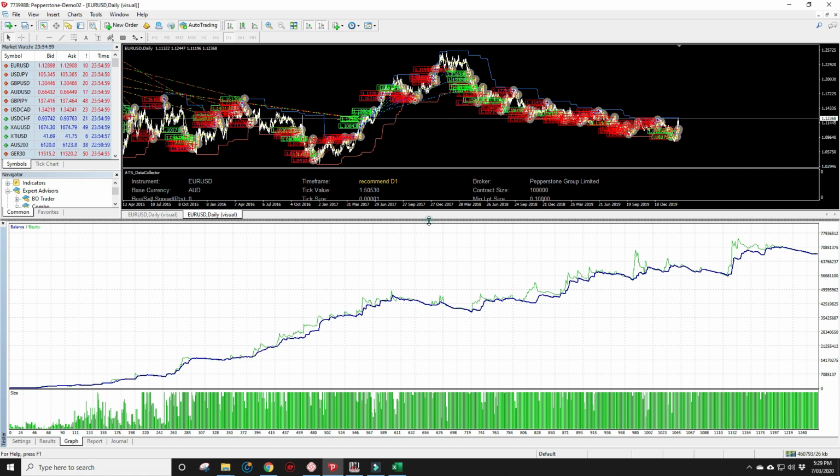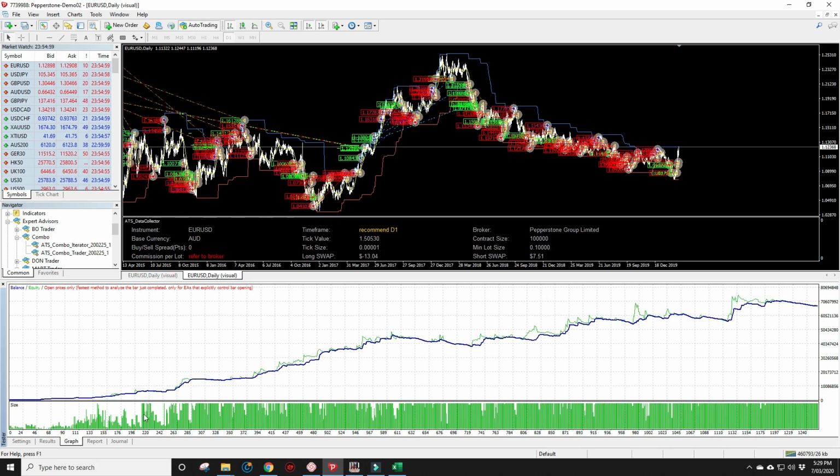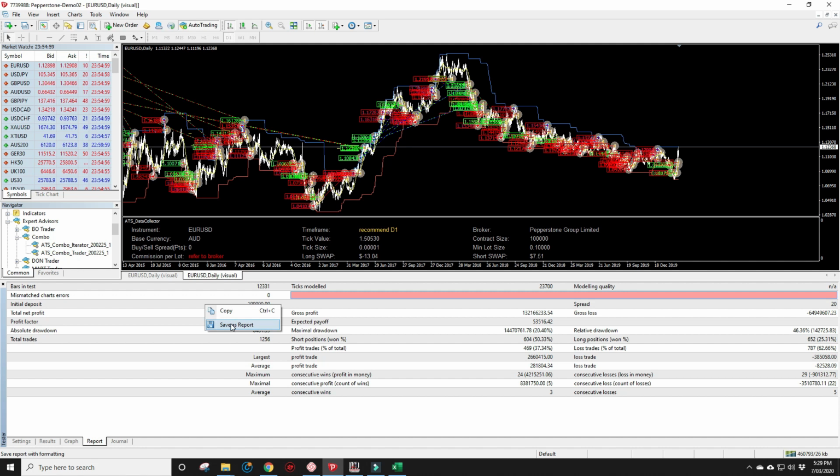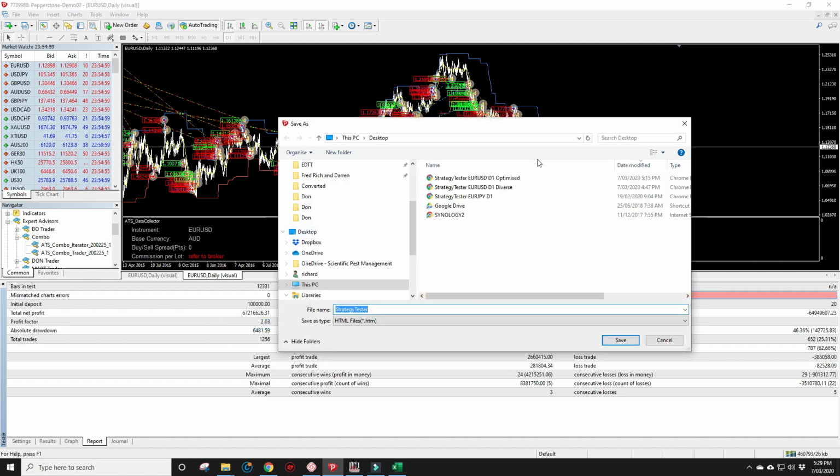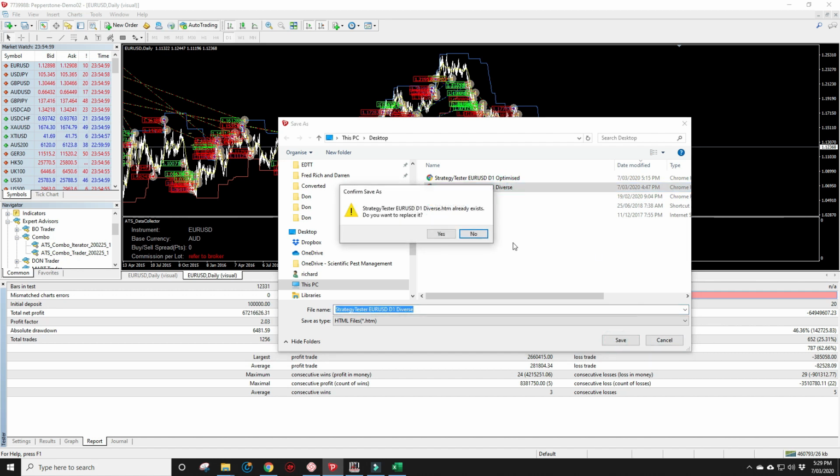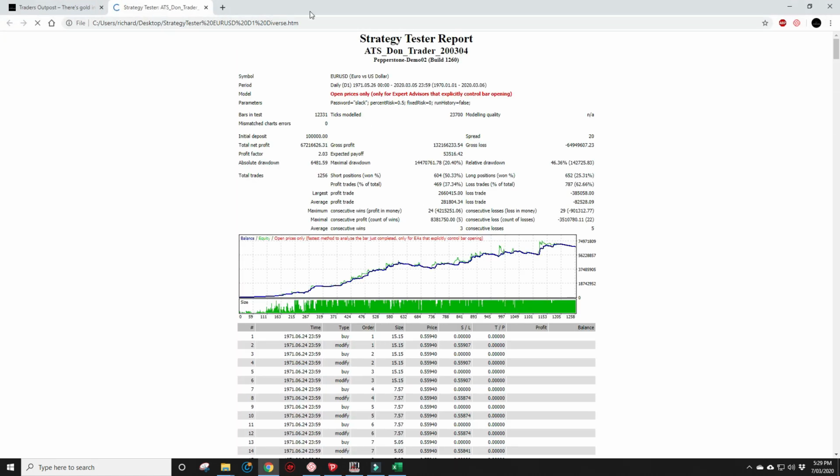So the report's been generated now, and I'm just going to save it to my Quant Analyzer. So we'll call this the diverse. We've done the optimized one already, so I've saved that report. Okay, so let's have a look at this report. So total net profit, 67 million. $67 million from a $100,000 start. Maximum drawdown 46%. That's going to be important.